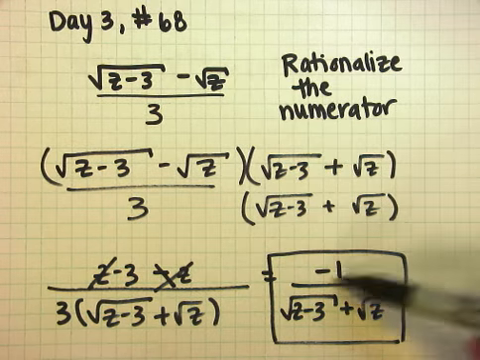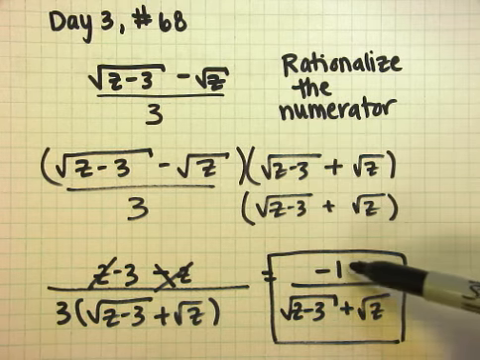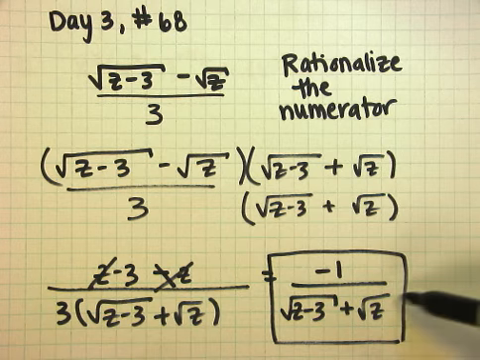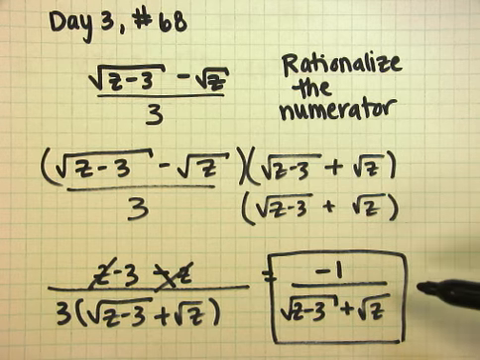We now have in the numerator just a negative 1. There's no square roots there, and the square roots are now down in the denominator. So since this is what the question asked us to do, we're done.